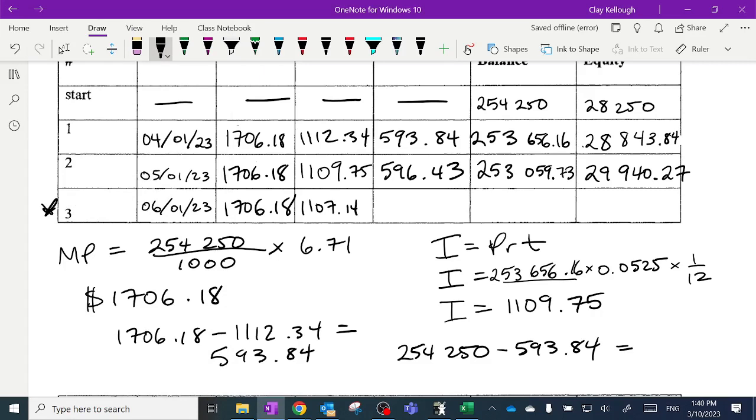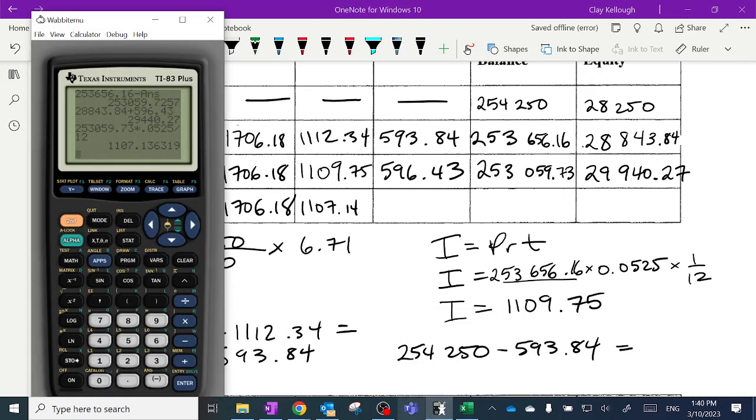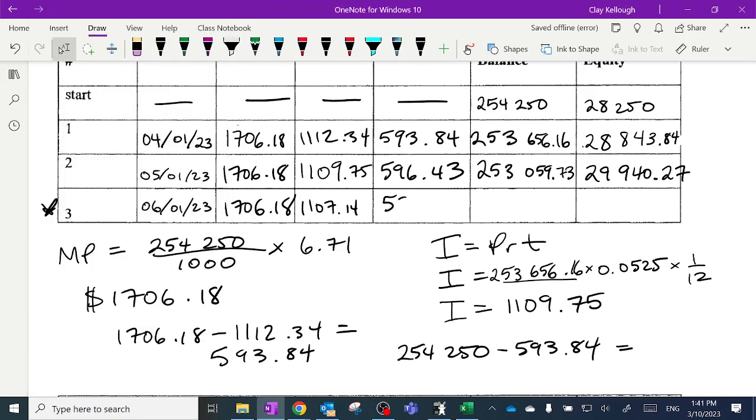1107.14. Is that the number you got? If you're off by a cent or so, we don't care. But if that's the number you got, perfect. How do I find this number again? I take my payment amount of $1706.18, and I subtract the last answer I got, and I get 599.04. And again, notice it seems like it's going up about $3 each time. But that will increase. The further you go down, the smaller this number gets and the bigger that number gets. And finally, the last two things.